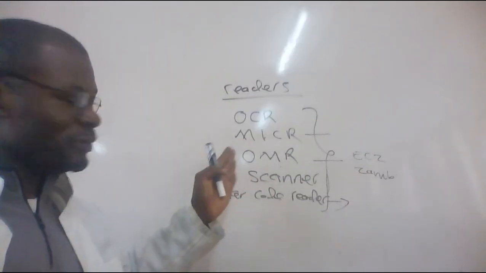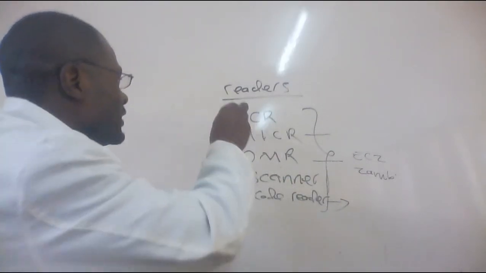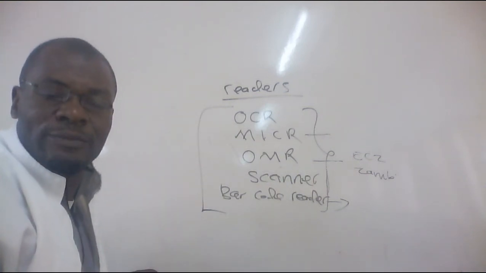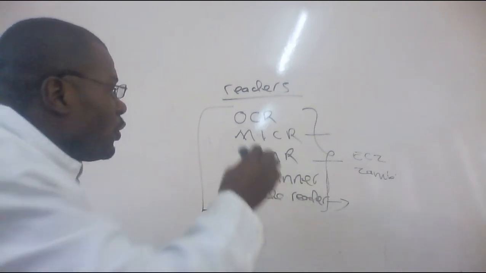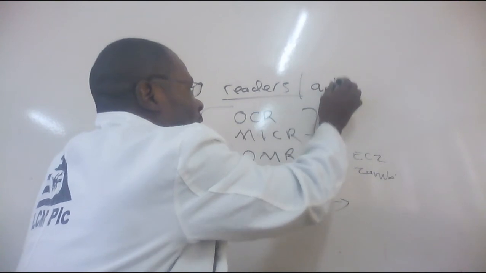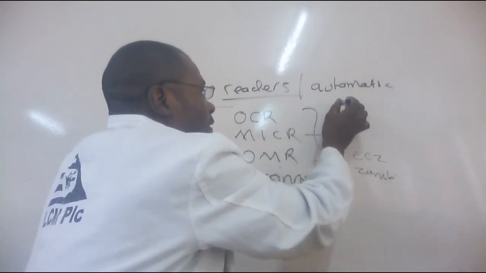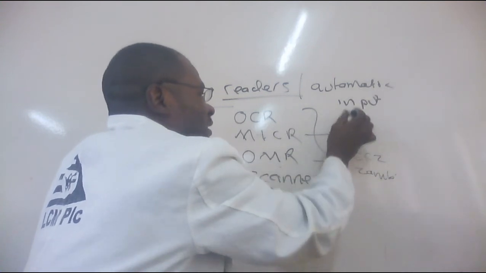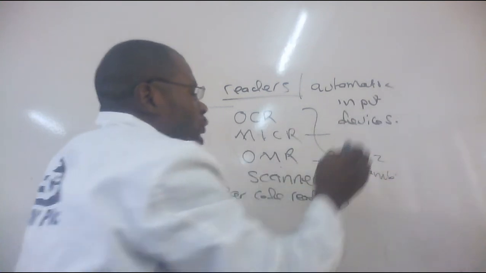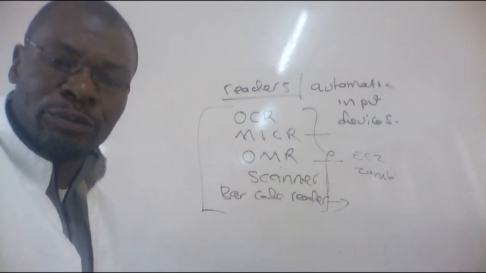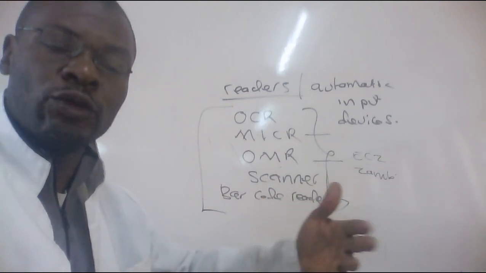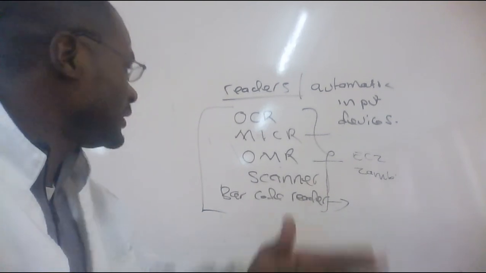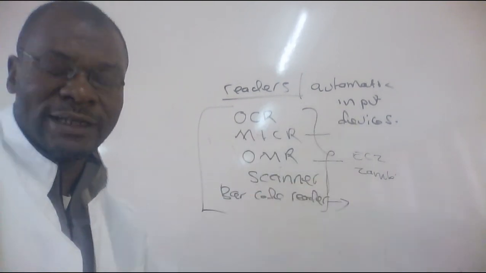So I'm sure these few scanners make a difference. Since they capture data from outside the computer system, they read data from outside and send it into the computer system. We call these the automatic input devices. Should you be asked about automatic input devices, they're talking about the readers. Data entry is done using the keyboard, but data capture is done using the automatic input devices.